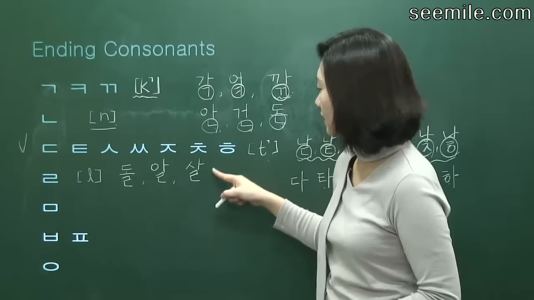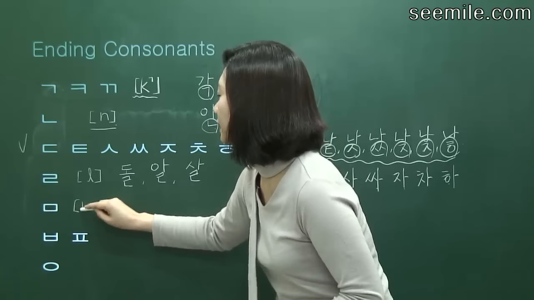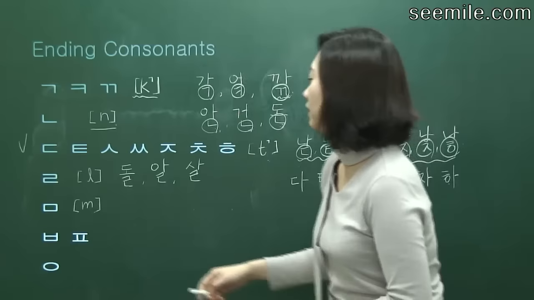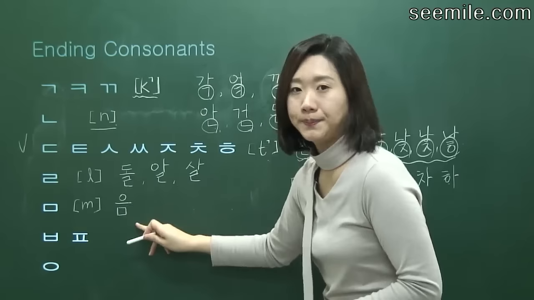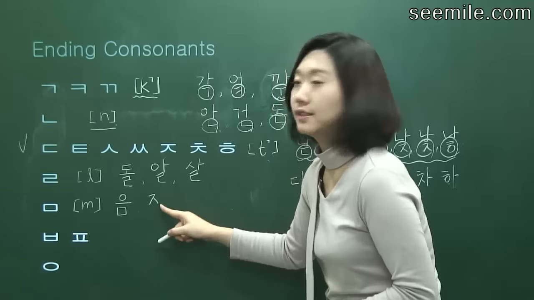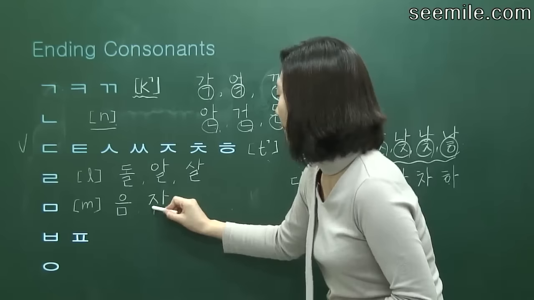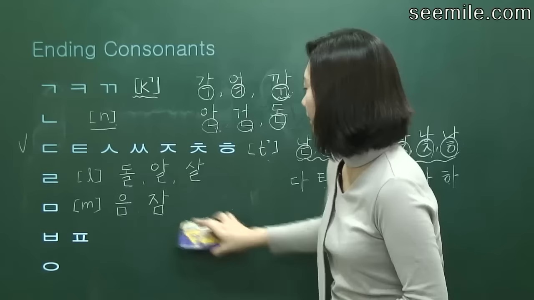Okay. This character has the m sound when it is used at the ending of the syllable, like 으, 으 sound, 음, 음, 음, and the ch sound plus a, cha, cha, cham, cham, cham. Okay.